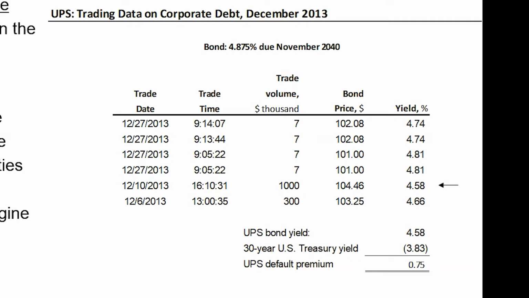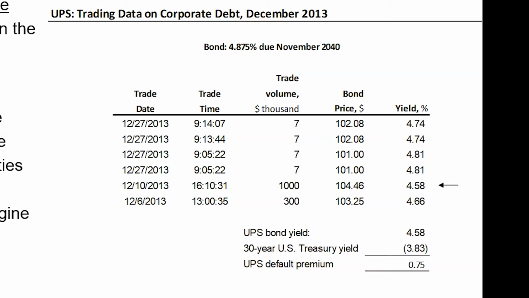Right? Look at the next 4 trades, though, on the 27th of December. They're all for $7,000. And look at the timestamp. They all happen almost immediately. So those 2 trades on the 27th at 9:05, they happen immediately. So somebody sells 7,000, then buys 7,000 at exactly the same price. And then a couple minutes later, we have trades at 9:13 and 9:14. So within 20 seconds of each other, again $7,000 at a slightly higher price, 102.08.